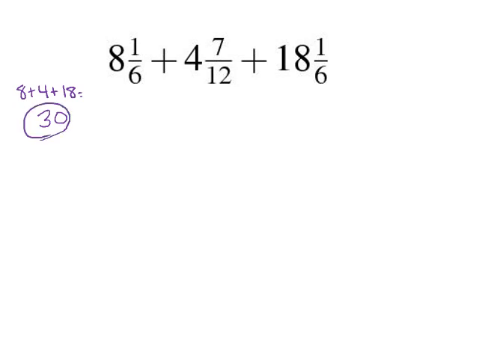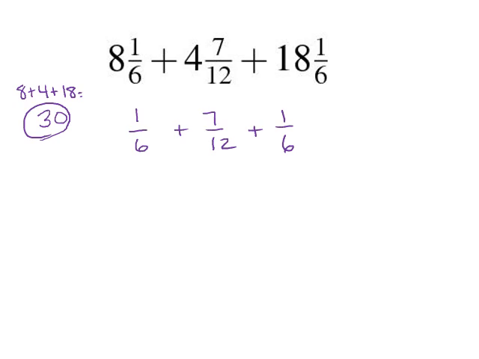Okay, so I'm working with a 30. I'll just keep that off to the side, and then I can look at my fractions. I got a 1/6, I have 7/12, and I have 1/6. Now, I can see right away my denominators don't match, so I can't just add them straight across.